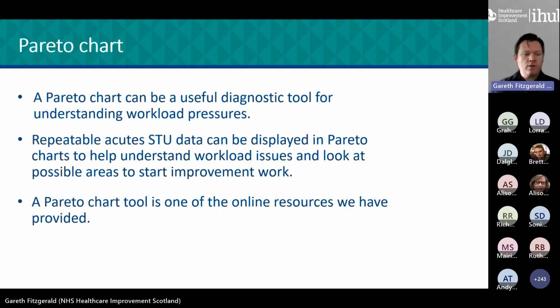So for the purpose of helping to interpret that repeatable acutes data, we came up, along with our DMBI team, with a Pareto chart tool. A Pareto chart just helps display the volume of workload pressure per BNF chapter in the repeatable acutes area after you transcribe the data over. We've provided that resource online. It's available in the quick guide in the acute prescribing toolkit. And a lot of the teams that we've worked with and are continuing to work with have used it to help develop what area they're going to focus their change ideas in on.